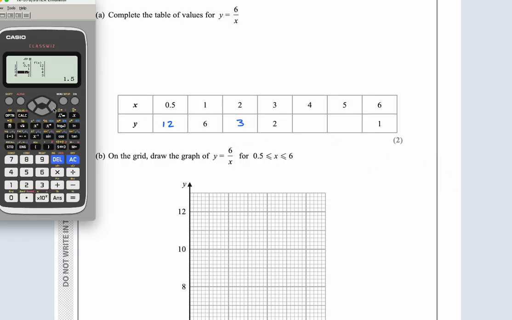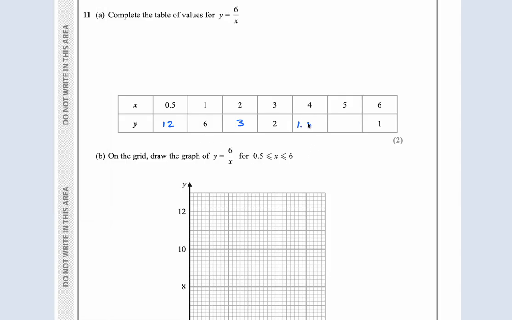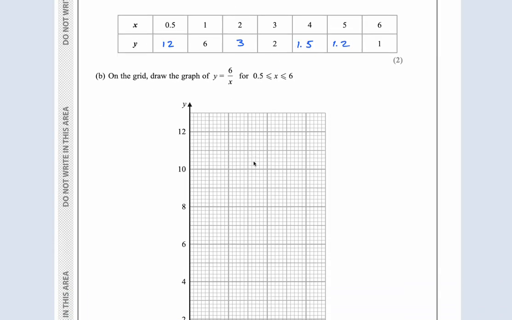Then we go to 4 and 5. So 4. Sorry, what did I do there, guys? Sorry, 1 is 6. Oh yeah, so we've got to be really careful here, guys. I'm looking at the x, not the number on the left. So 1 is 6, 2 is 3, 3 is 2, 4 is 1.5, and 5 is 1.2. So 1.5 and 1.2. Okay, then it says on the grid, draw this graph, right?